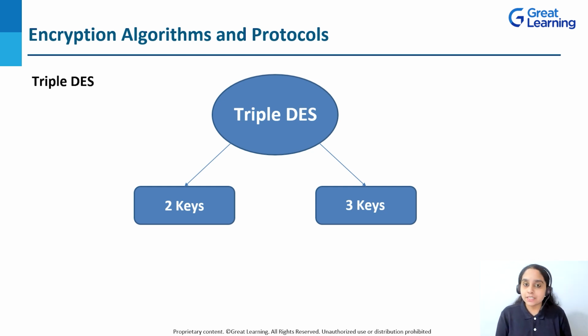The key size of Triple DES is 112 or 168 bits. There are two types of Triple DES. Triple DES with 2 keys and Triple DES with 3 keys. When 2 keys are used, the key size is 112 bits. When 3 keys are used, the key size is 168 bits. The block size of Triple DES is 64 bits. When two keys are used, the security of Triple DES is 2 to the power 112. And when three keys are used, the security of Triple DES is 2 to the power 168. Triple DES is more secure but slower when compared to DES. So now let's see the Triple DES algorithm with two keys and with three keys.